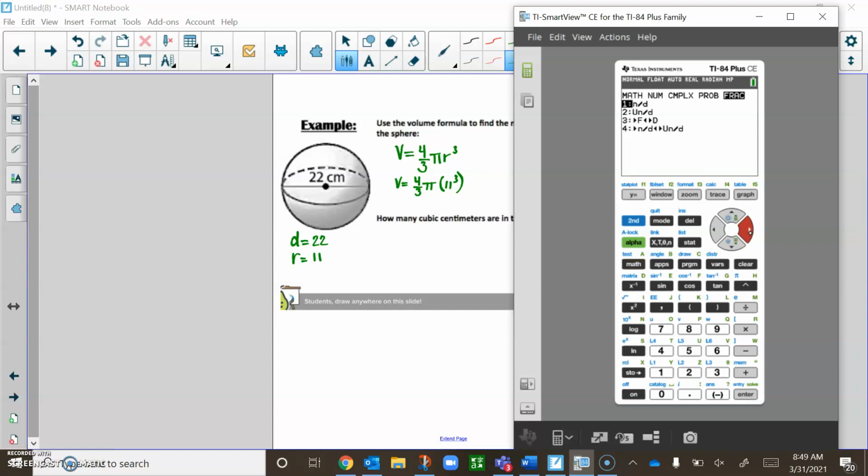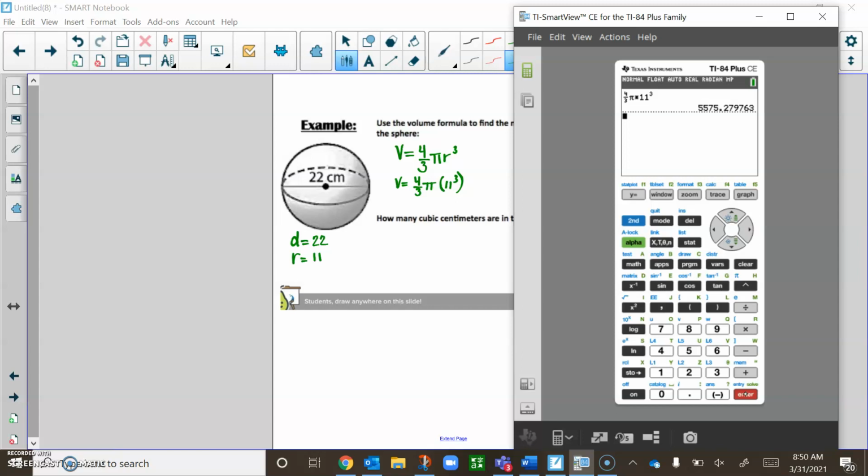You're going to see number one, n over d, which is numerator over denominator. I click that and put 4/3, so 4, and then I go down to thirds. Then I make sure I'm out of the fraction. Then I multiply by pi, which is second, the caret. And then we multiply by 11 cubed, so we use the caret button and raise that to the third power. Then you press enter.